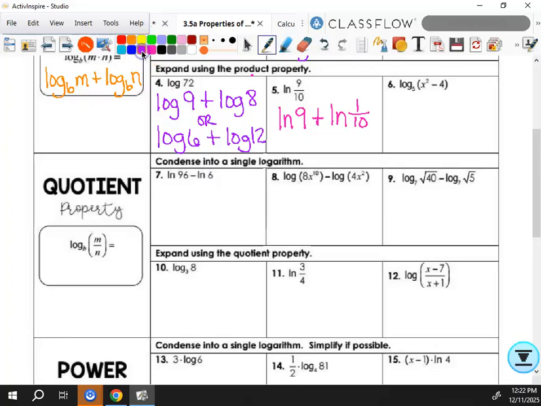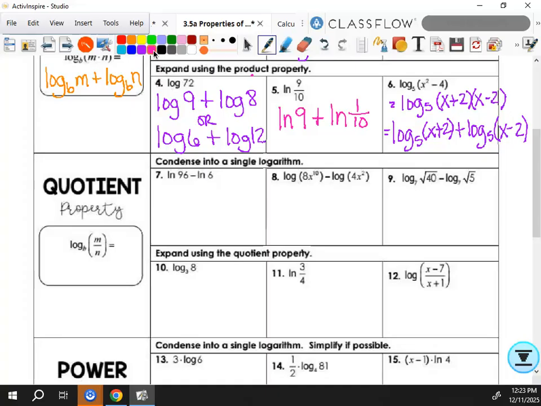Now, once again here, I need to factor. So this is log base 5 of, what kind of factoring is that? Difference of squares. So it would be x plus 2, x minus 2. So that gives me log base 5 of x plus 2 plus log base 5 of x minus 2. Okay. Any questions?